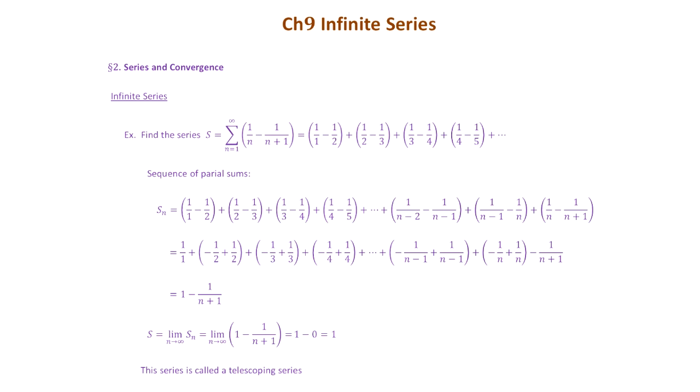And then to find the sum of the infinite series S, you just take the limit of S sub n with n approaching infinity. That means you include all the terms in the partial sum. So that's 1 minus 1 over n plus 1. As n approaches infinity, the second term has 0 as the limit, because you get a huge number in the denominator. So the actual sum is 1. 1 minus 0 is 1.